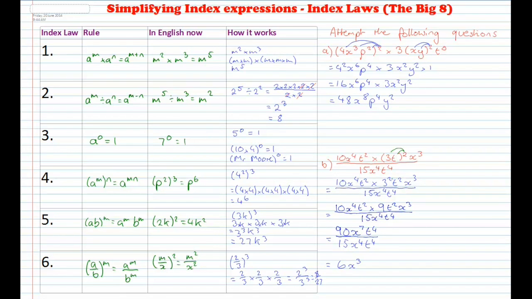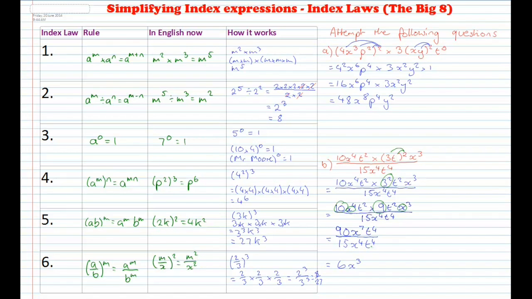Now if I go through and simplify that a little bit more, 3 squared is equal to 9, leaving me with 10x to the power of 4 t squared multiplied by 9 t squared x to the power of 3, all over 15x to the power of 4 t to the power of 4. Now the next step is to use index rule 1 and multiply these. I'm going to do the 10 times the 9, so you get 90. x to the power of 4, and another base for the x is x to the power of 3, so 4 plus 3 is 7, so you get x to the power of 7, and t squared multiplied by t squared is t to the power of 4, all over 15x to the power of 4 t to the power of 4.